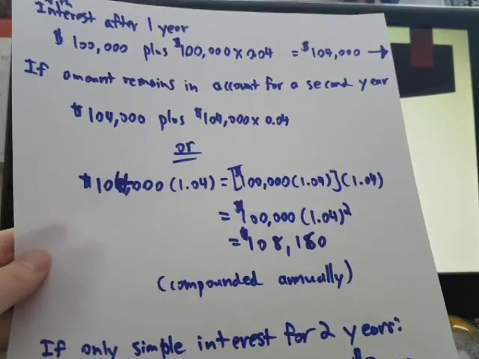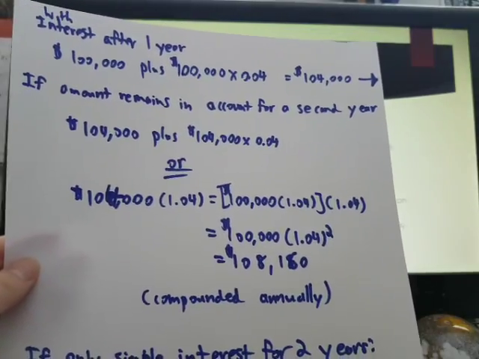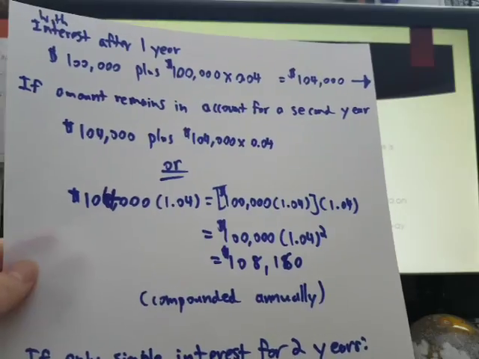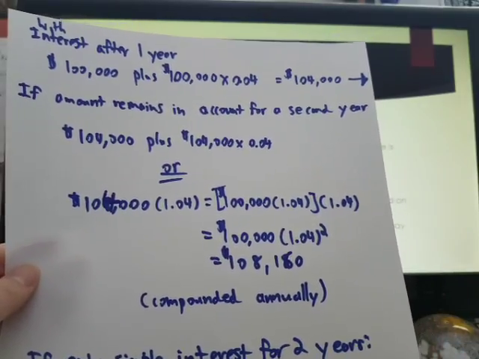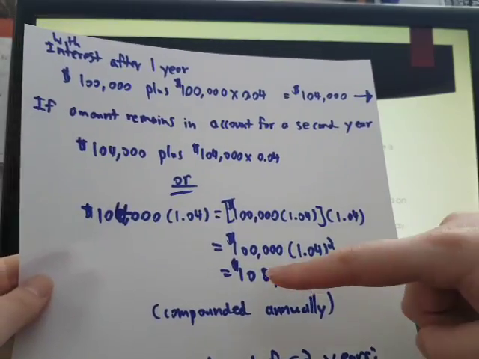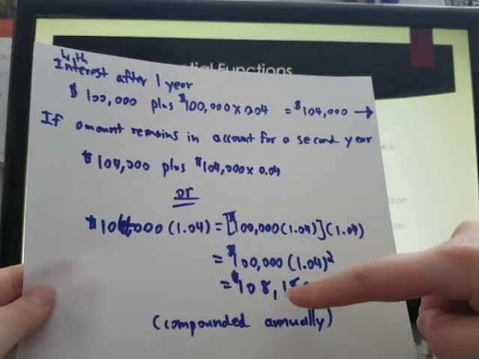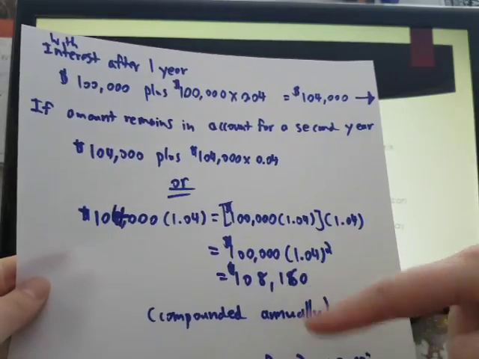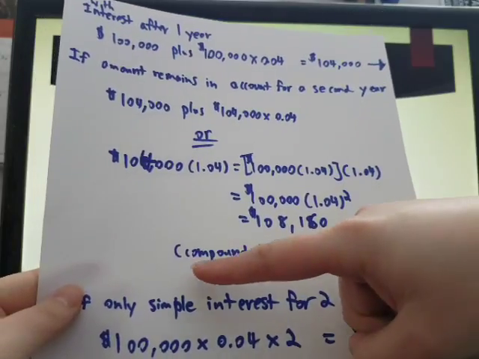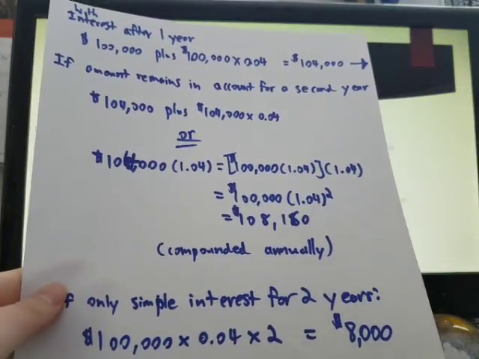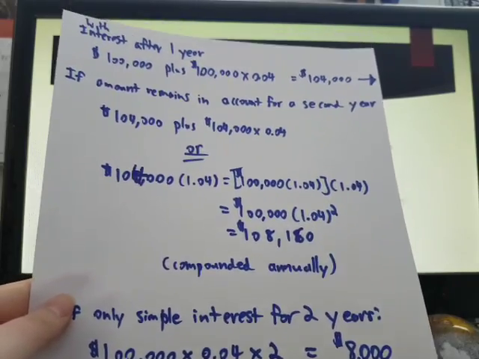So if you actually calculate that out, like I said, instead of just getting 108,000, which would be predicted if you said, well, I get 4% of 100,000 twice, you're actually going to be getting more than that. You're going to end up with 108,160, because you're not only gaining the extra 4,000 that you'd be gaining for interest on the second year on 100,000, you're also gaining an extra 160 in interest that you got on that 4,000 that you earned in the first year. And so when you compound interest like this, and you end up getting interest on your interest each year, that's what we call compounded annually.